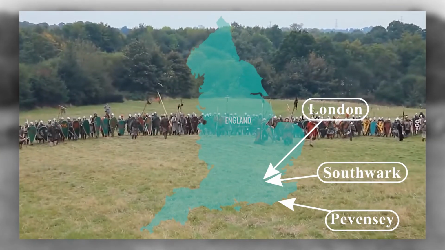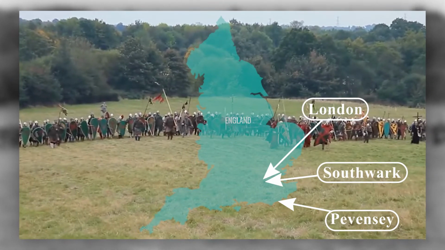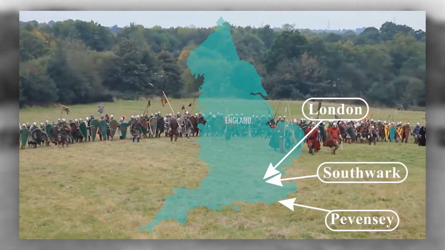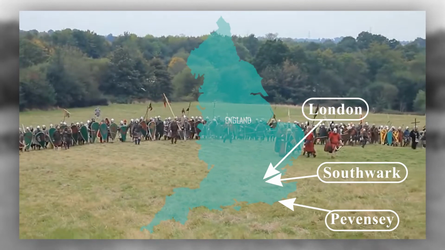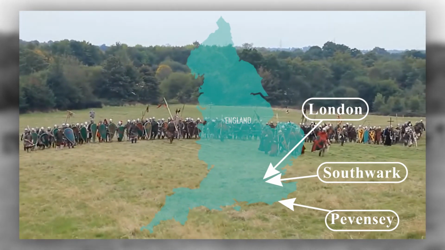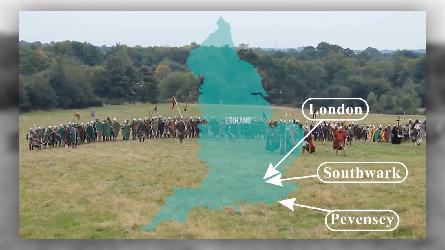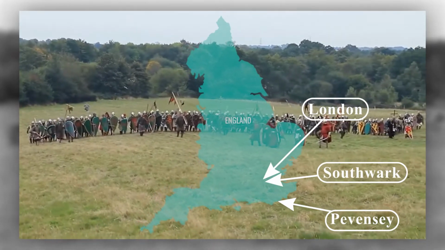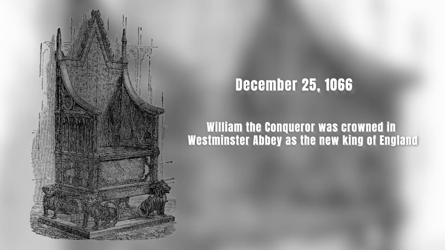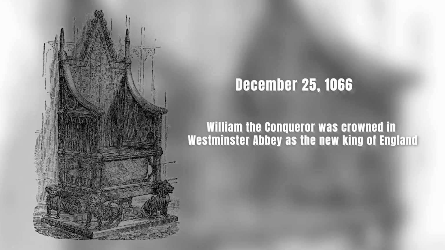Later in the evening, William marched around the coast of Kent to London. Along the way, he defeated an English force at Southwark. At Berkshire, William received the submission of Stigand. At Hertfordshire, Edgar Atheling's forces surrendered to William. On December 25, 1066, William the Conqueror was crowned in Westminster Abbey as the new King of England.